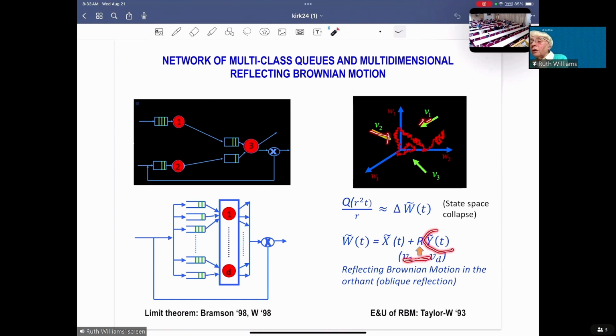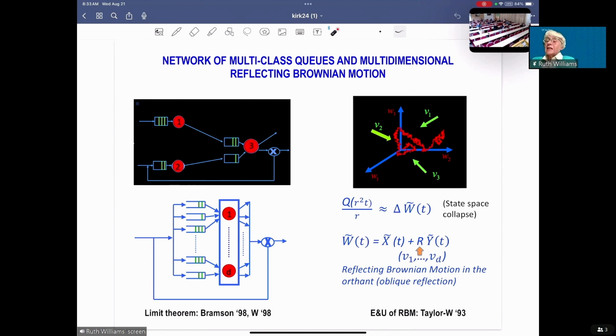And again, here you have a process on the boundary. And now it'll be multidimensional. It'll correspond to effectively idleness of the servers in the system. So you get a nice process to describe these things.